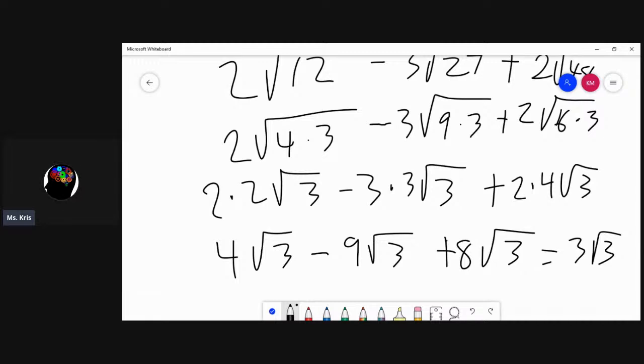Any questions on adding and subtracting and simplifying like and unlike radicals?